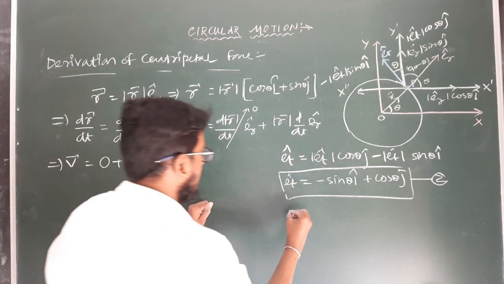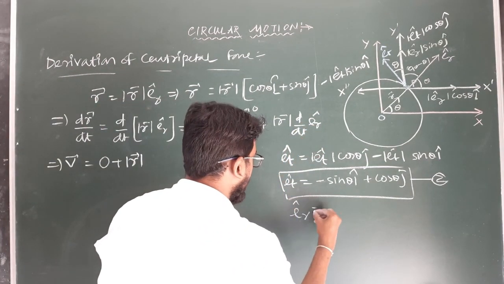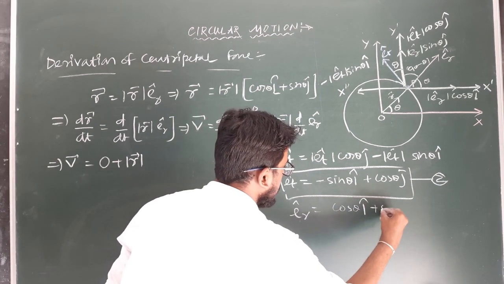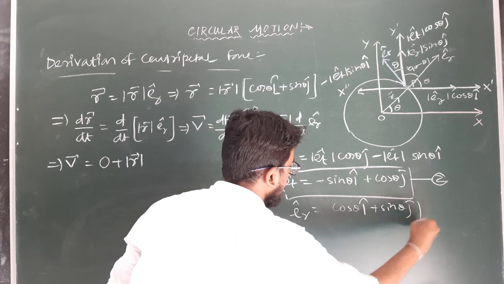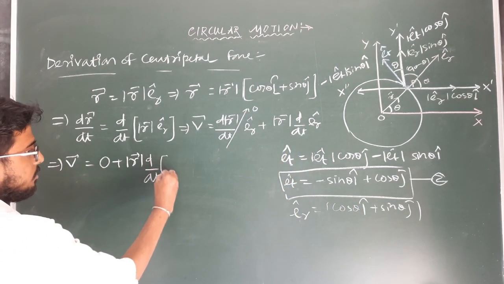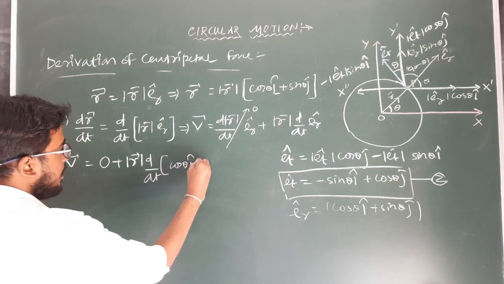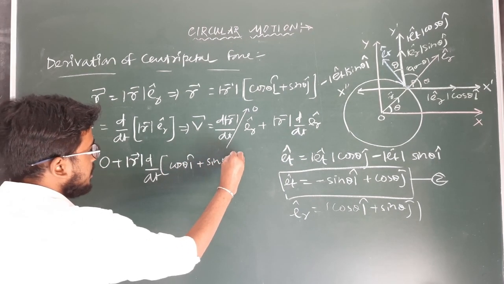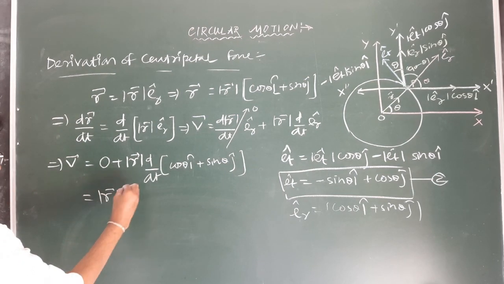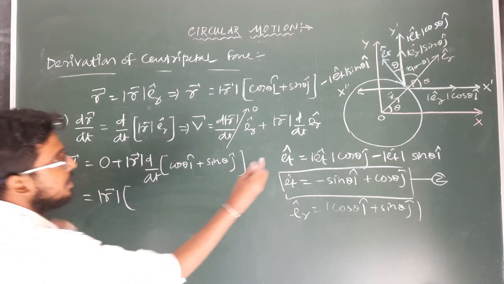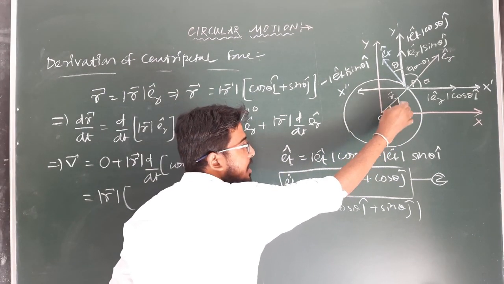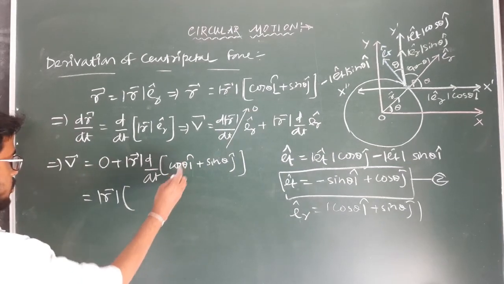So we already established here er cap equals cos theta i cap plus sin theta j cap. So by differentiating, it will be |r vector| into d by dt of cos theta i cap plus sin theta j cap. Here theta is the angular displacement, which is a function of time, because as time passes it changes with respect to time, so it will become how much?